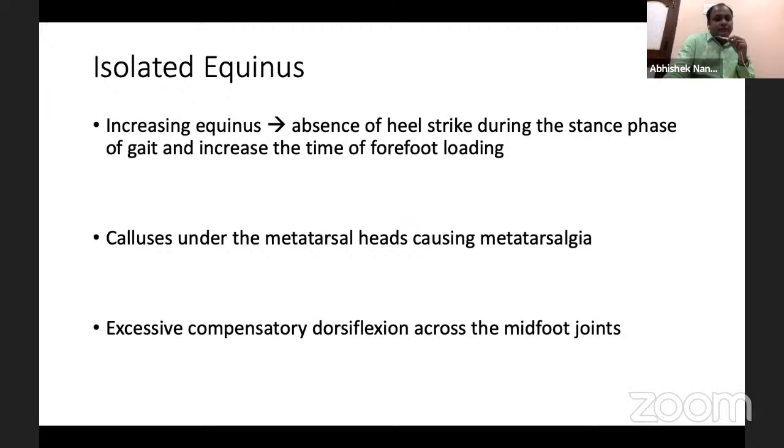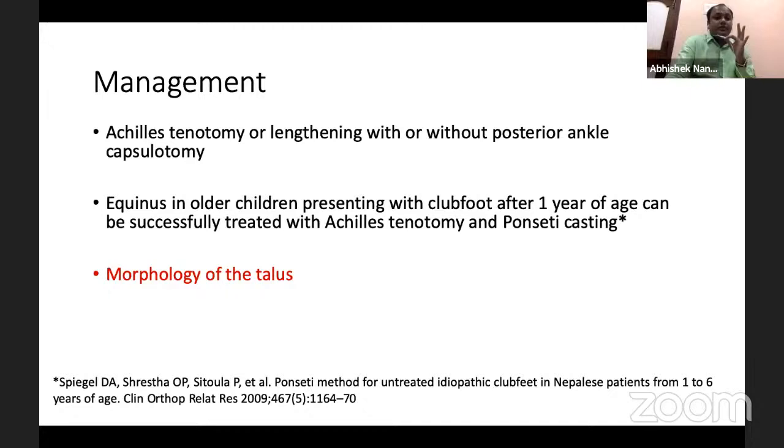In isolated equinus, where there is an increased equinus, there will be absence of heel strike, and calluses will form under the metatarsal heads, with excessive compensatory dorsiflexion across the midfoot joint. So what is the management? Achilles tendon lengthening with or without posterior capsule release. Equinus in older children with clubfoot after one year of age can be successfully treated with Achilles tenotomy and Ponseti casting. This is one paper which has advocated Achilles tenotomy after 1 year, by Spiegel DA.